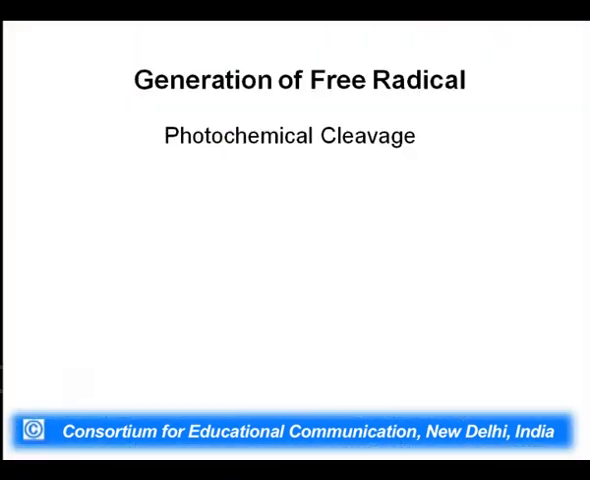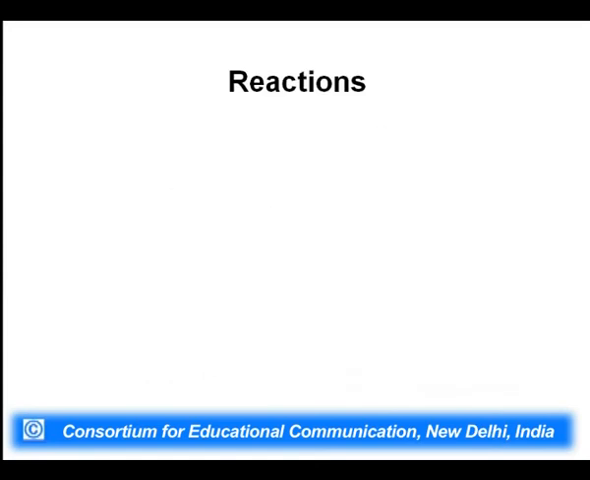So coming back, the second type of generation of free radicals is the photochemical cleavage. What is happening? In the presence of light, I have placed h nu here, and we get an RCO radical and an R radical. This is not specific to alkyl or aryl radicals, but also for chlorine: Cl2, when we just give light, dissociates into 2 Cl radicals. So this is all about the generation of free radicals.